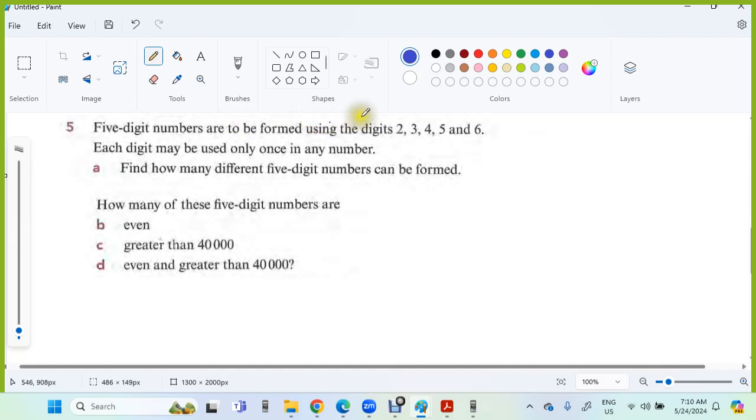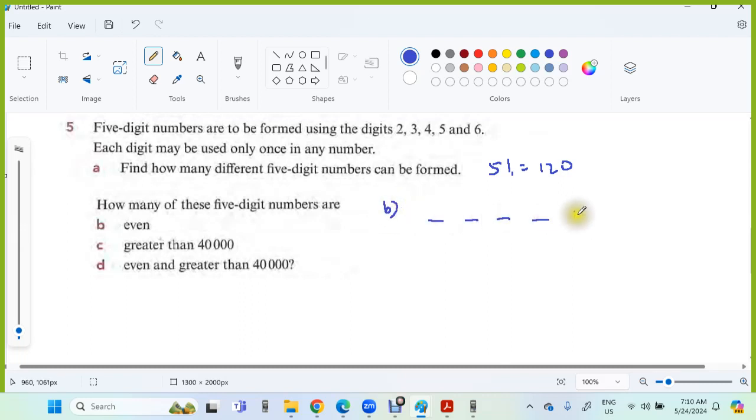5-digit numbers are to be formed using the digits 2, 3, 4, 5, 6. Each digit may be used only once in any number. Find how many different 5-digit numbers can be formed. So it will be 5 factorial, 120. How many of these 5-digit numbers are even?